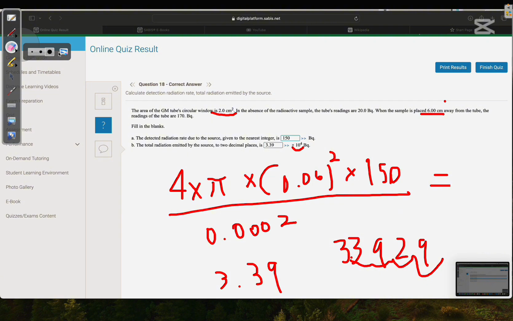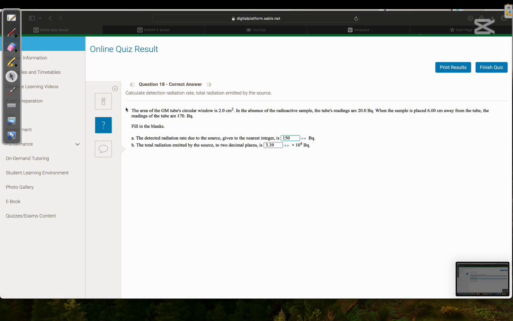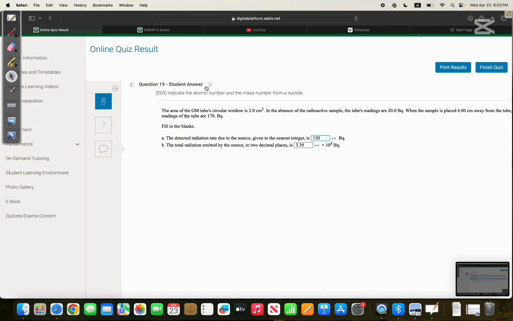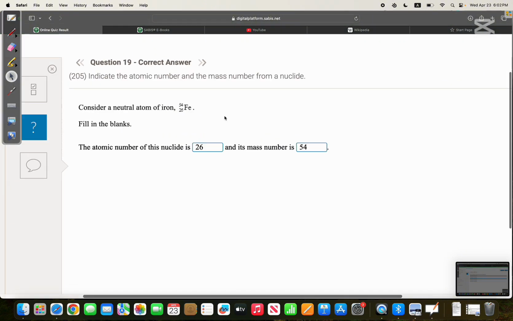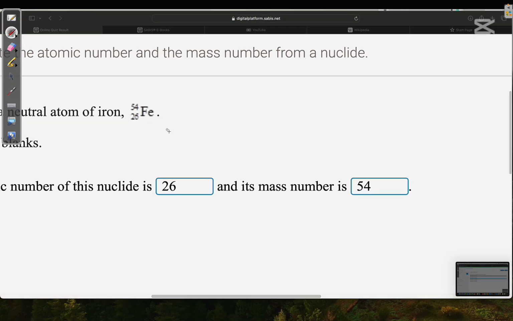Okay, now we move to question 19. Consider a neutral atom of iron. Okay, the atomic number is always the one down, 26, and the mass number is the one up, 54. Mass number, as I said before, is the number of nucleons or protons plus neutrons, while the atomic number is the number of protons.